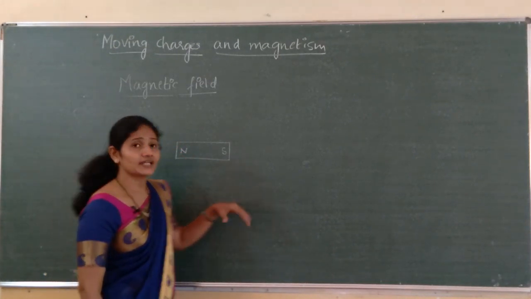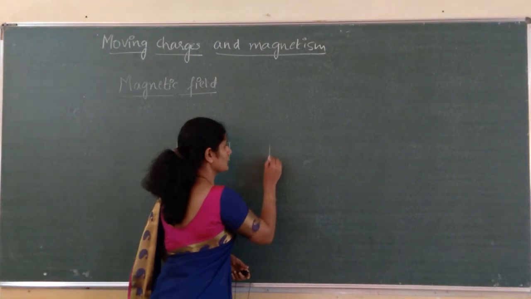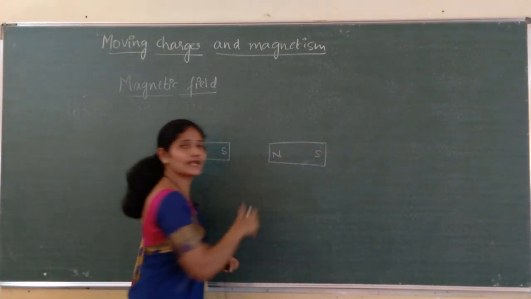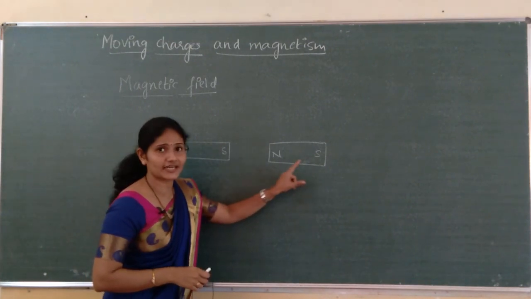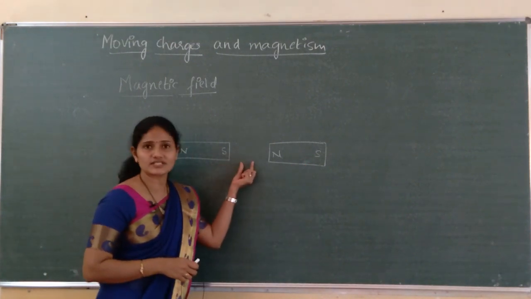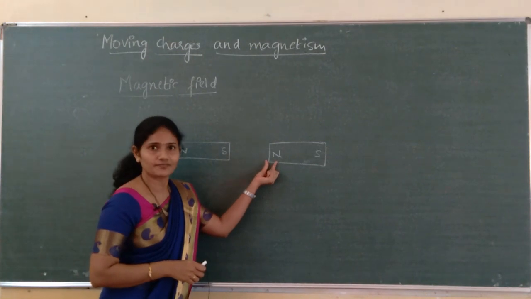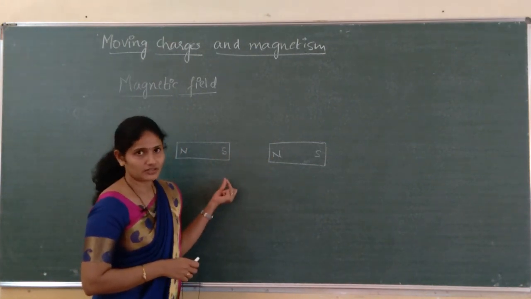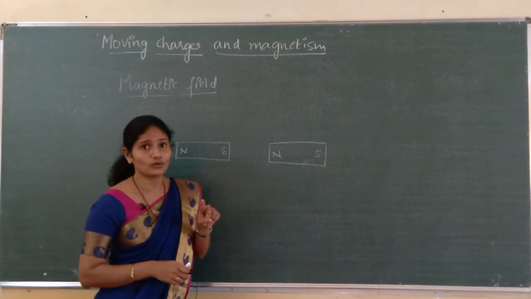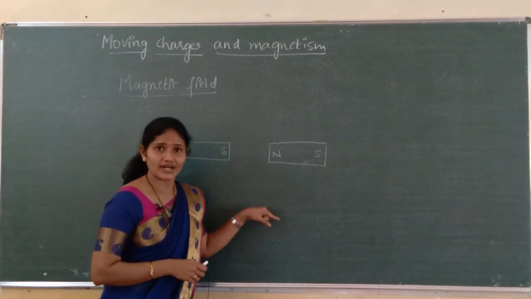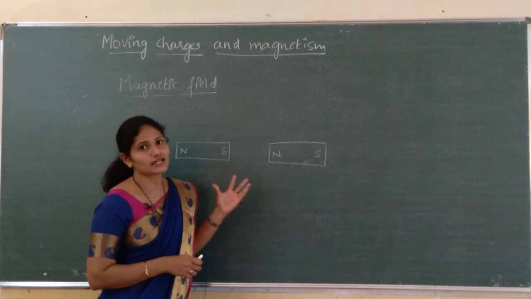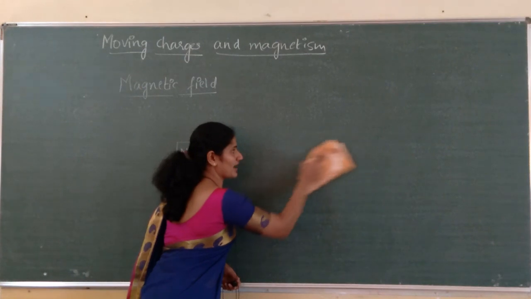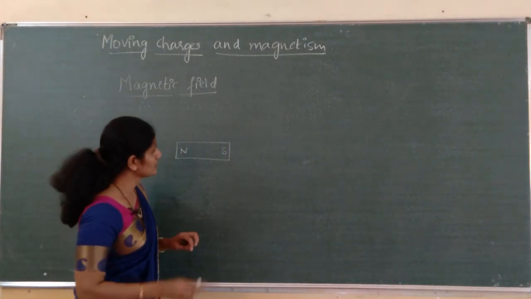If you consider another bar magnet, and place this second bar magnet near this first bar magnet like this, then these two bar magnets will attract each other, because we know that unlike poles always attract each other and like poles repel each other.